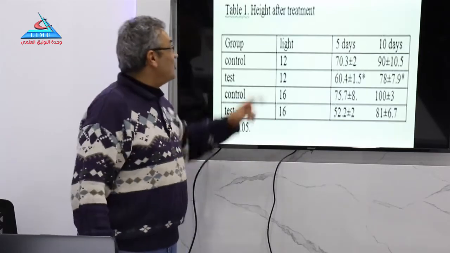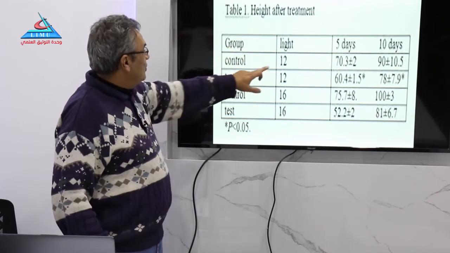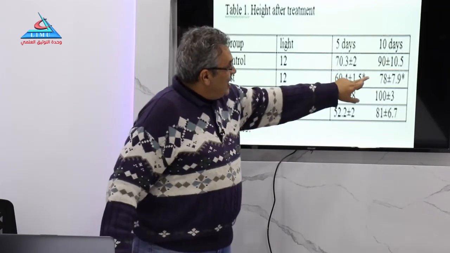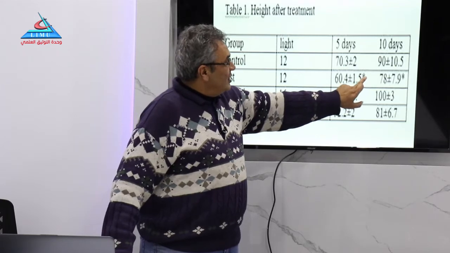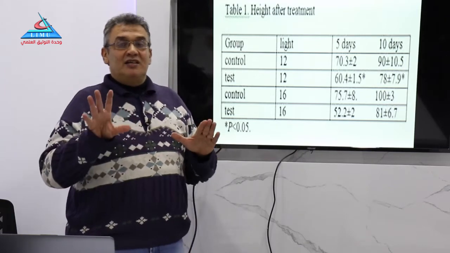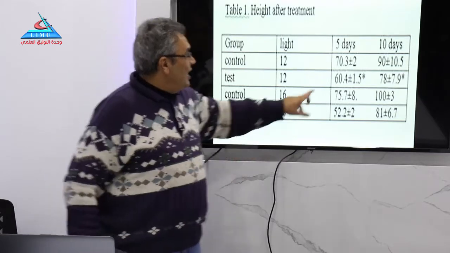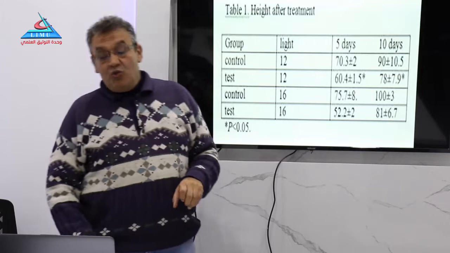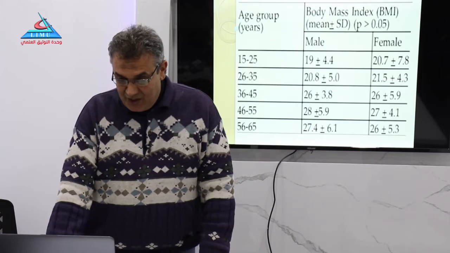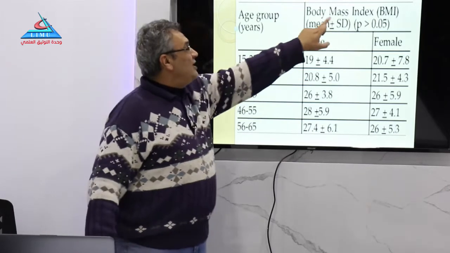And this is another table, for example, height after treatment. This is the group, control and test, and these are the results. As you can see, there is a significance mark here. The significance mark, which is the star, means there is a p-value based on the t-test that has been performed, and these values are significant, which should be included in the table to indicate where the significance is.